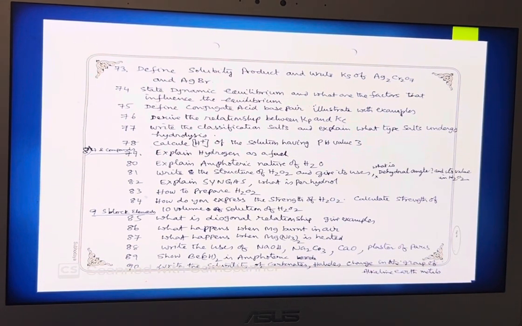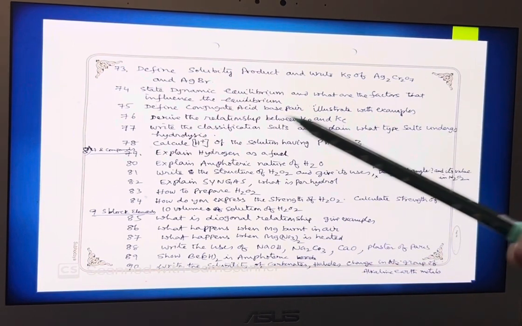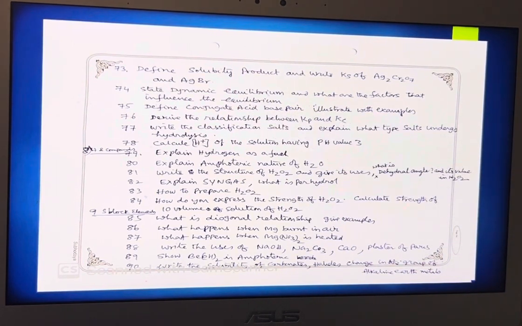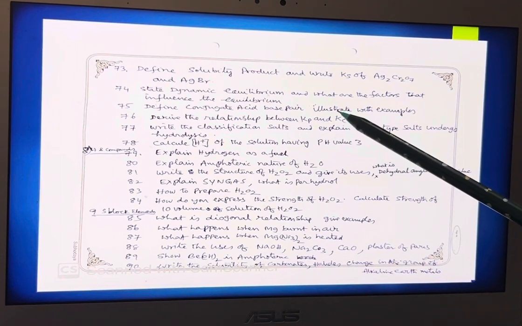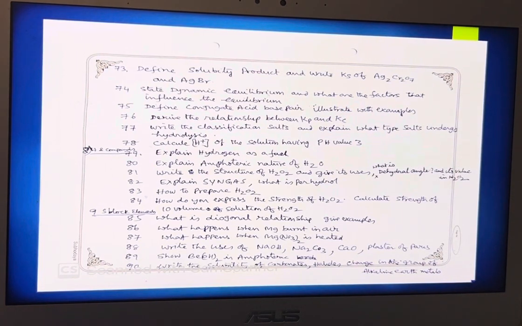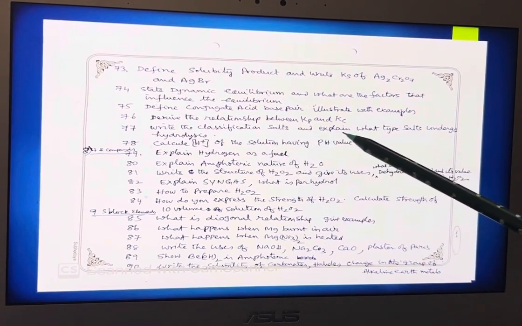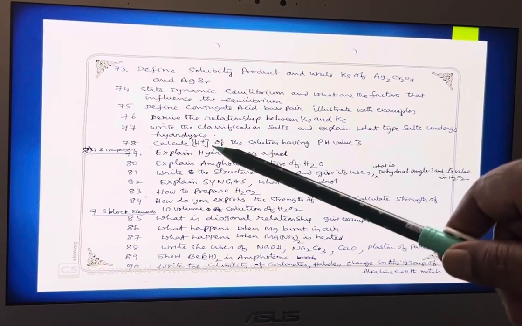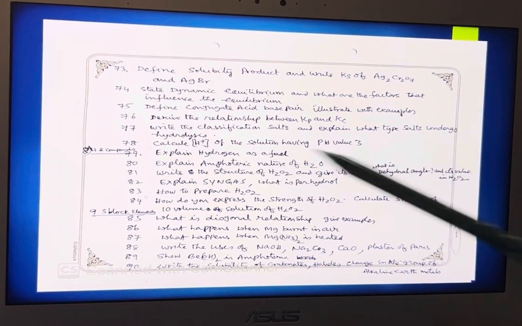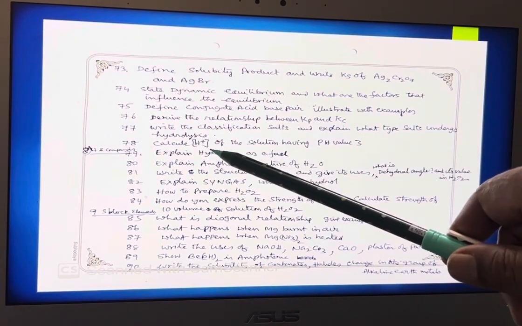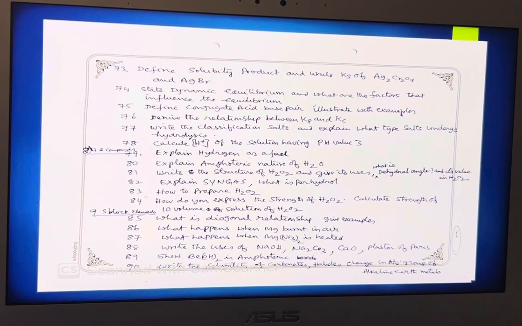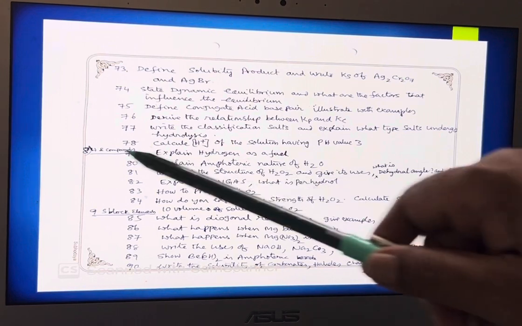State dynamic equilibrium, what are the factors influencing the equilibrium. Define conjugate acid base pair, illustrate with examples. Define relationship between Kp and Kc. Write the classification of salts, explain what type of salts undergo hydrolysis. Calculate H plus ion concentration of the solution having pH equal to 3. Hydrogen and its compounds chapter.